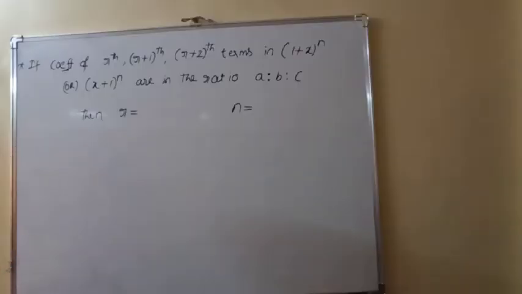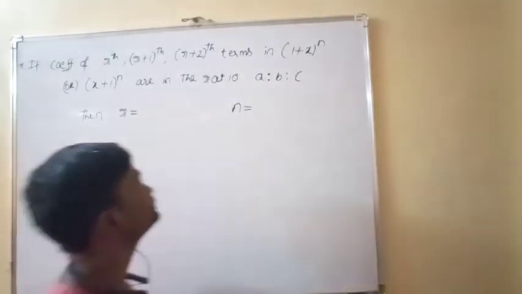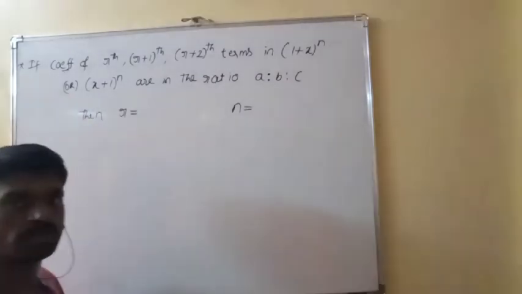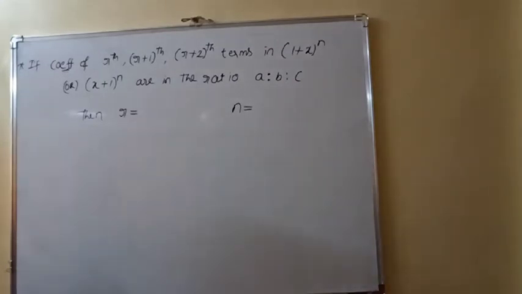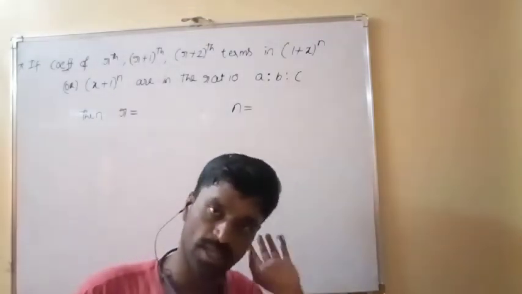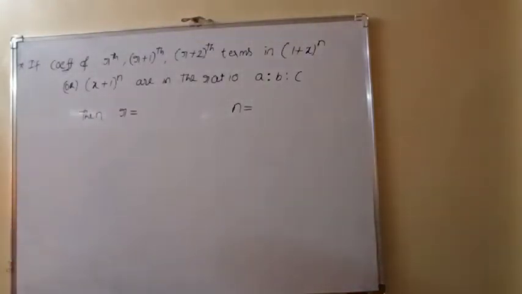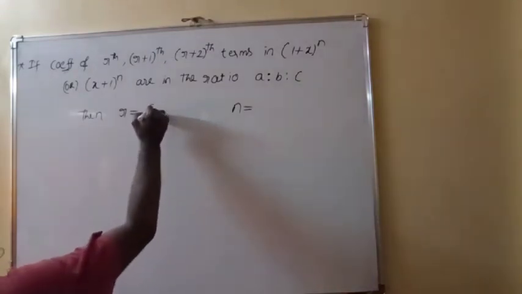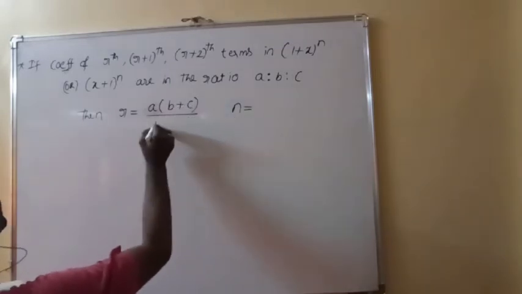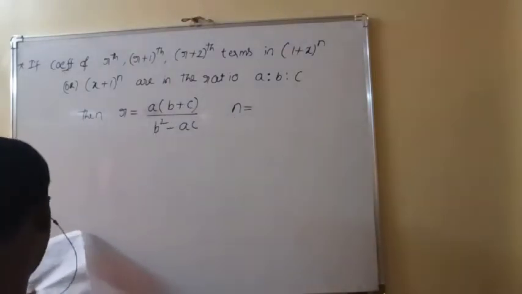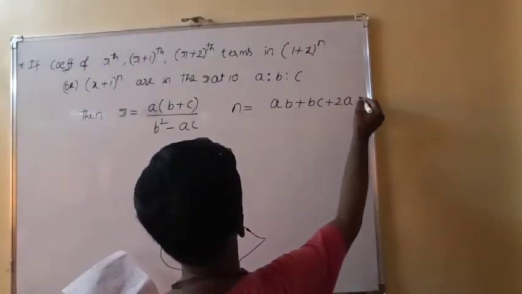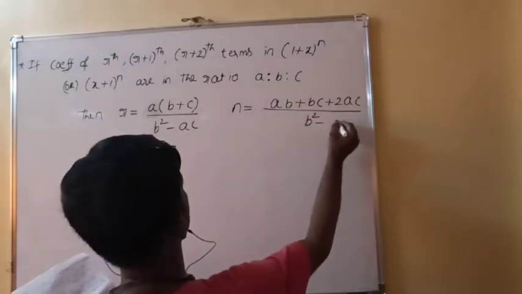Now look at the next shortcut. If the coefficients of the (r+1)th and (r+2)th terms in the expansion of (1 + x)^n, or it may be (x + 1)^n, are in the ratio a : b : c, then what is the r value and what is the n value? The r value is a(b + c) divided by (b^2 - ac), and the n value is (ab + bc + 2ac) divided by (b^2 - ac).